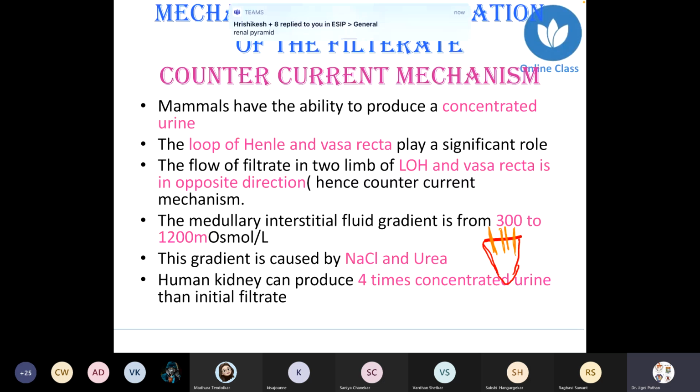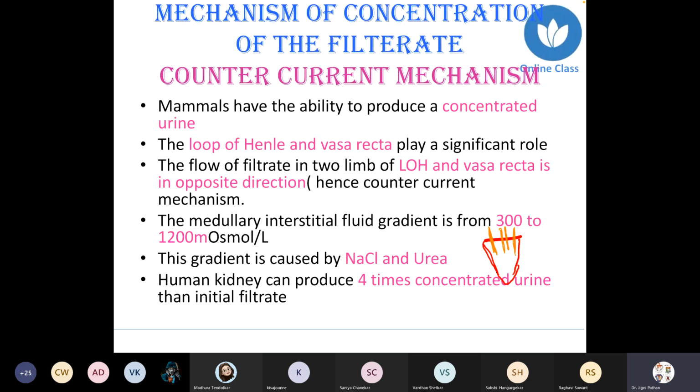Now, this nephron, which is present mostly in the cortex, what is there? Corpuscle, Bowman's capsule, PCT, DCT. Whereas in the medulla, what is in the medulla? Loop of Henle and collecting duct. Am I right?